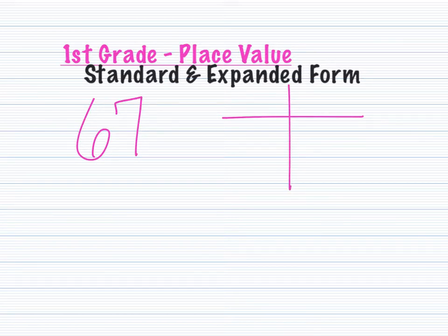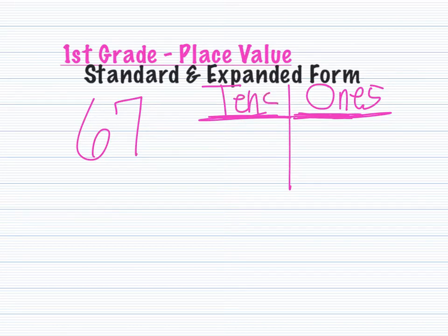So again, what is on this side? Good, my ones. And I put an O for ones because it makes it easier. Ones. And what's on this side? Good, tens. So I'll put a capital T for tens. This time Miss Ayala is writing it out, but normally I just write the O and the T. So let's plug it in where it belongs.